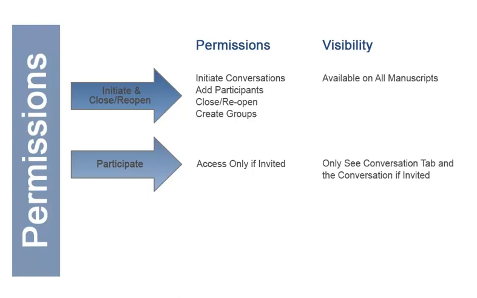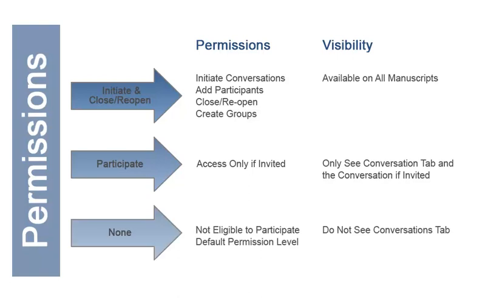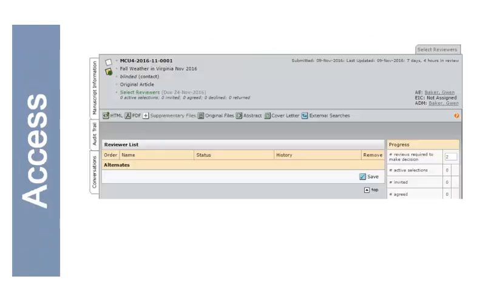The Participate permission set allows users to participate in conversations they have been invited to join. They only see the Conversation tab on manuscripts where they have been invited to a conversation, and they will only see specific conversations they have been invited to join if there are multiple conversations on the manuscript. If a user has been given the None permission set, they are not eligible to participate in conversations and do not see the Conversation tab in any manuscript. This is the default permission set.